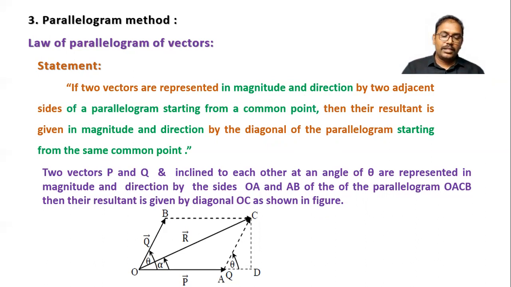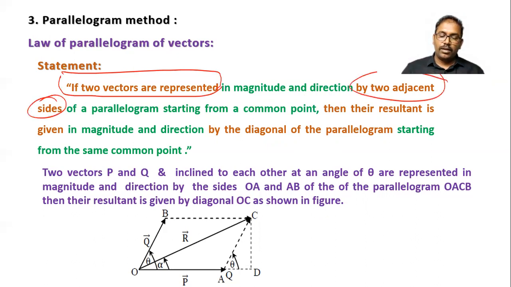You can remember these lines only. If two vectors are represented by two adjacent sides of a parallelogram, then the resultant is given in magnitude and direction by the diagonal of the parallelogram.